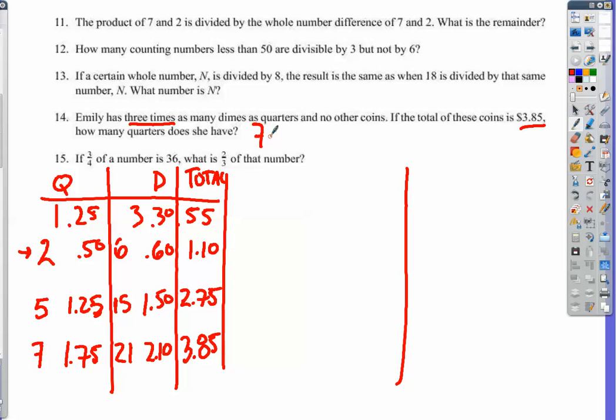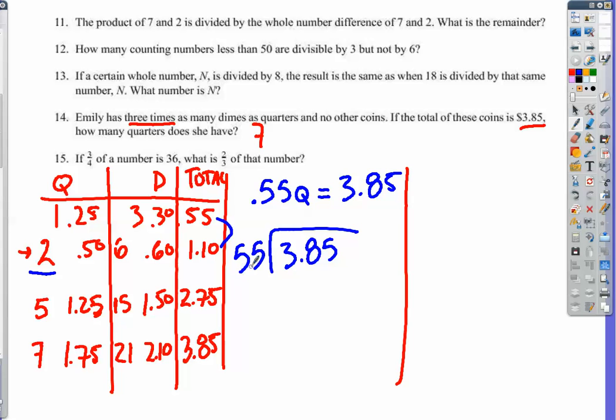Another way of doing it is to realize, oh look, every time I add a quarter, I'm going up by 55 cents. So for every quarter that I have, I'm going to increase the whole thing by 55 cents, right? So that means the number of quarters times 55 cents is going to equal $3.85. So I could just simply divide 385 by 55 cents. And obviously you'd have to move this over 2 spaces.